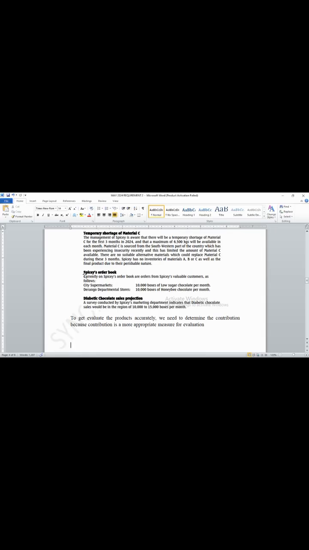All right, so they give us information about the order. They told us that for City Supermarkets, they're going to order 10,000 boxes of the low sugar chocolate, and Derago would order 10,000 of the honeybee. Then for the diabetic chocolates, which is the new product, this is still a projection. And when you have a projection, what does that tell you? Please, we have to apply professional skepticism.